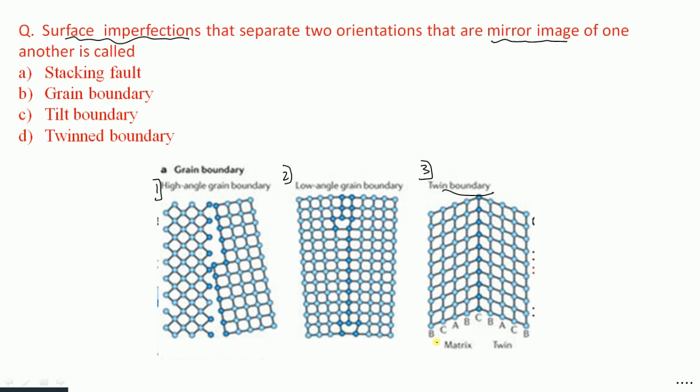See here, ABCABC is the mirror image of CBACBA. So twin boundary is the correct option. But we have to take care here that it comes under grain boundary. If we answer grain boundary as the correct option, that is wrong, because it is twin boundary, since they are telling about mirror image. In grain boundary there are other two options, those do not come under mirror image. Therefore option 4, that is twin boundary, is the correct option.